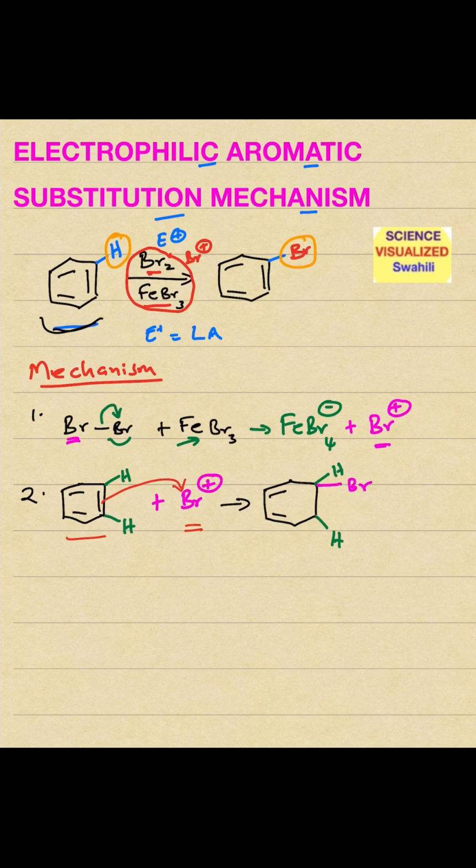And this other carbon has a positive charge because the electrons that were used for the double bond were used to make a bond with that bromine. And that intermediate is called the Wheland intermediate. So it's almost like a carbocation.